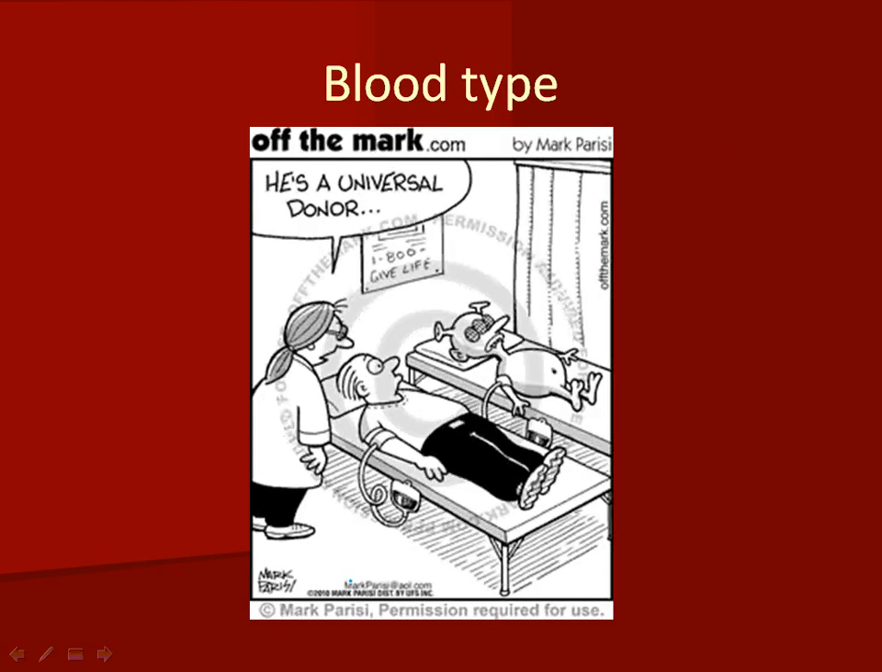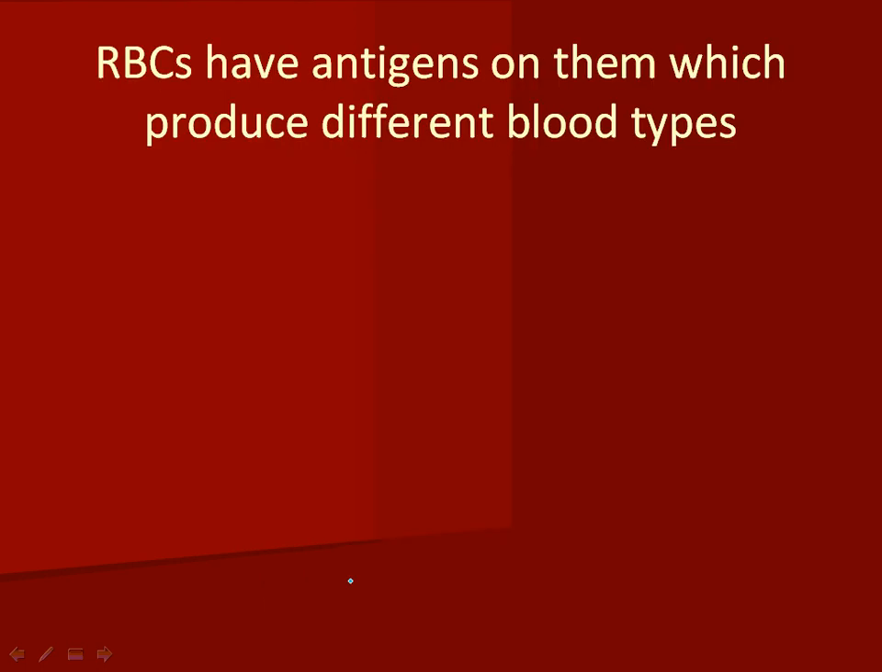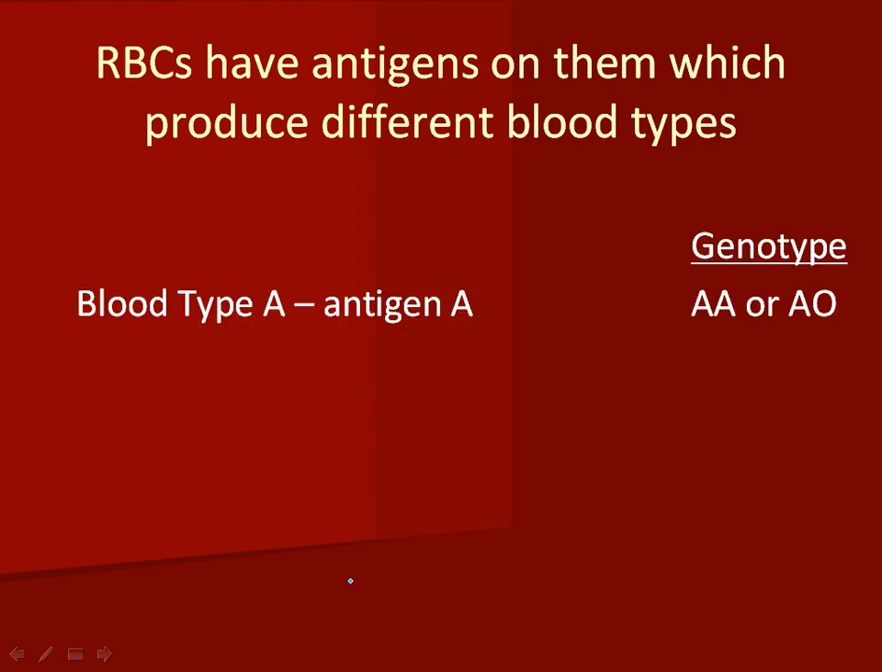So the blood types, maybe you've heard of this, universal donor. Got a little alien in there. Sorry, bad science cartoons. So the red blood cells have antigens on them. And depending on their antigens, their prison tattoos, we call them by different names.